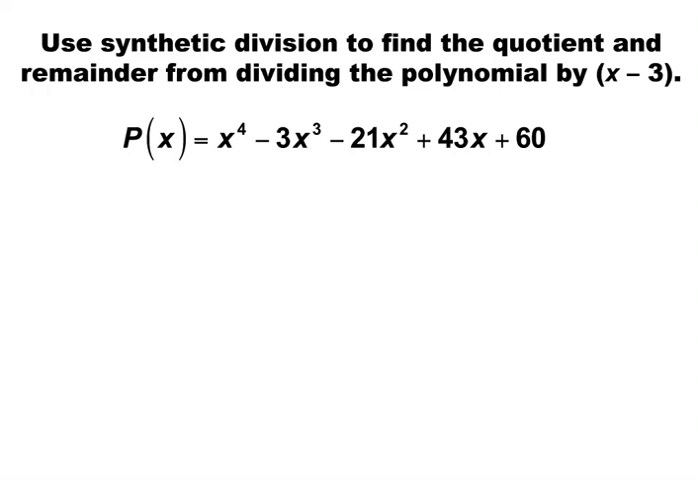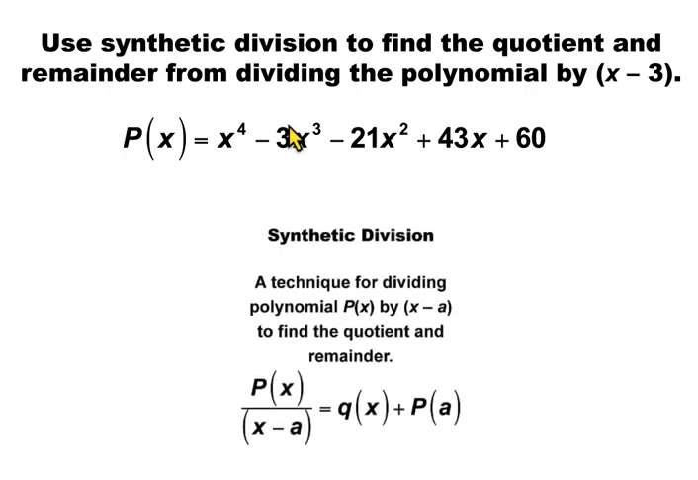Use synthetic division to find the quotient and remainder from dividing the polynomial by x minus 3. Synthetic division is a way of dividing one polynomial by a linear binomial to find the quotient and remainder.